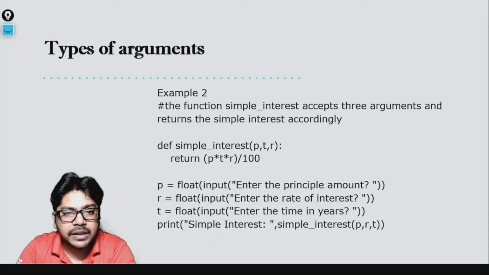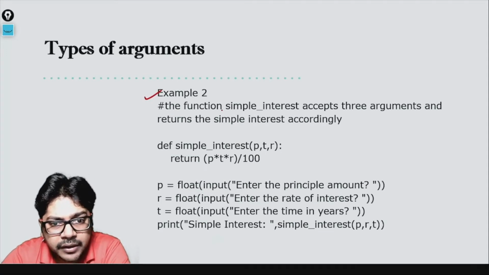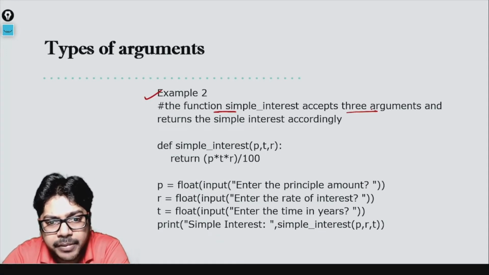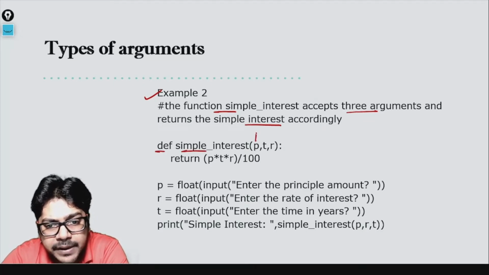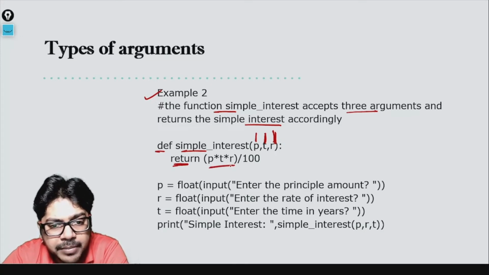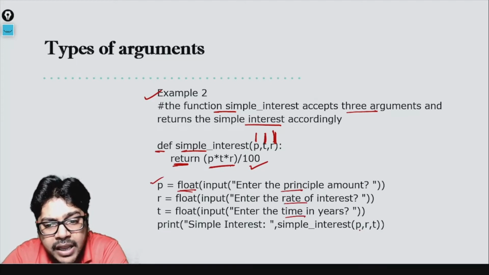Now proceeding further with another example. Here you see the function simple interest accepts 3 arguments and returns simple interest accordingly. So def simple_interest with parameters P, T, R. The first is principal, the second is time, the third is rate of interest. What you are returning is the formula: P multiplied by T multiplied by R divided by 100. Now here you are taking the user input and converting it into float: enter the principal amount, enter the rate of interest, enter the time in years.